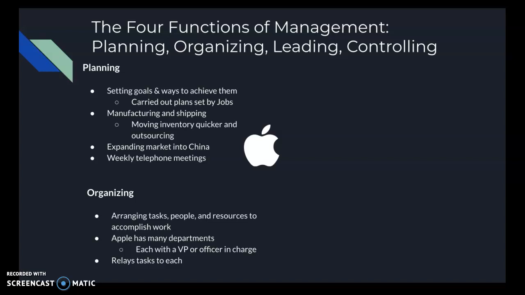And Cook uses organizing to arrange tasks, people, and resources to accomplish work. So Apple has a variety of departments. They each have a vice president or officer in charge of each department, and Cook relays the tasks to each of these officers, and then they relay the tasks to the employees.